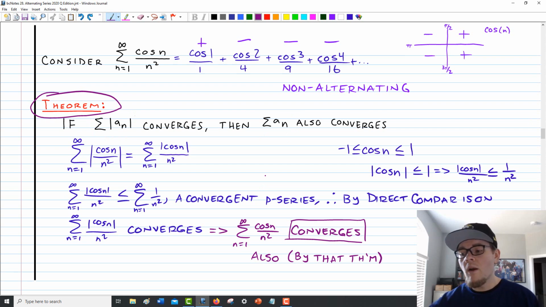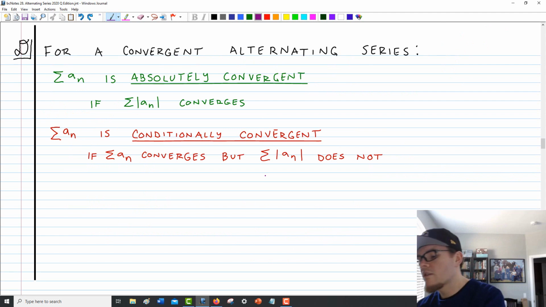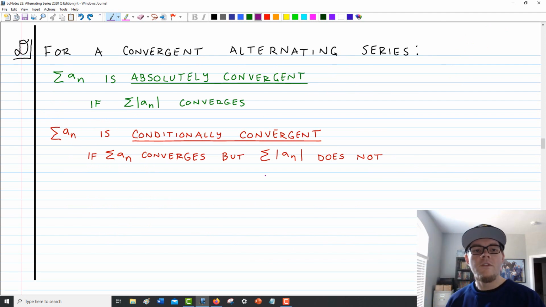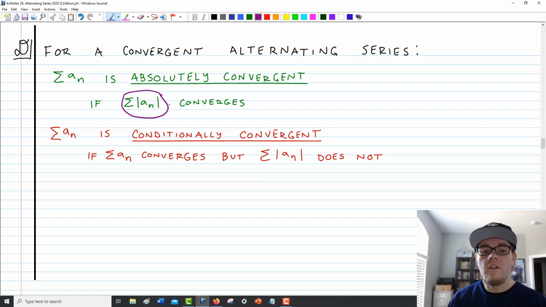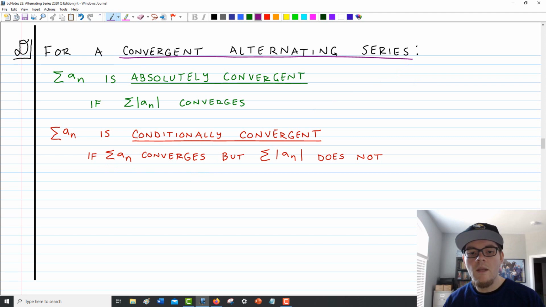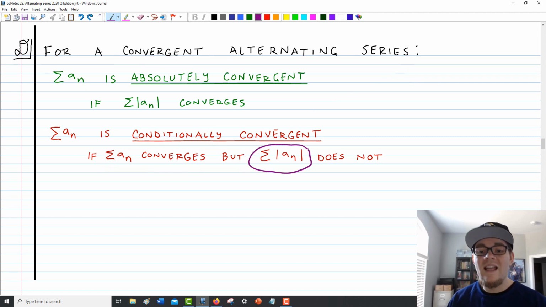So having said that, what I want to bring up is this new concept. It has its own little definition here. Basically, there are two different types of alternating series. Those two alternating series types are the following. If you've got a convergent alternating series, the series is either absolutely convergent, and that occurs if the absolute value of the series converges, or the series is what's called conditionally convergent, in which case the alternating series converges, which of course it does, we said that was a requirement, but the absolute value does not.